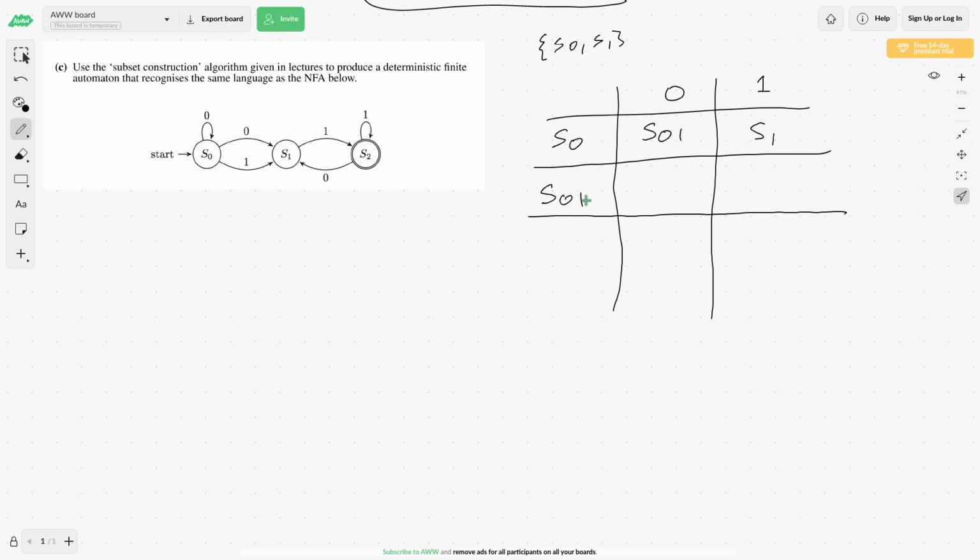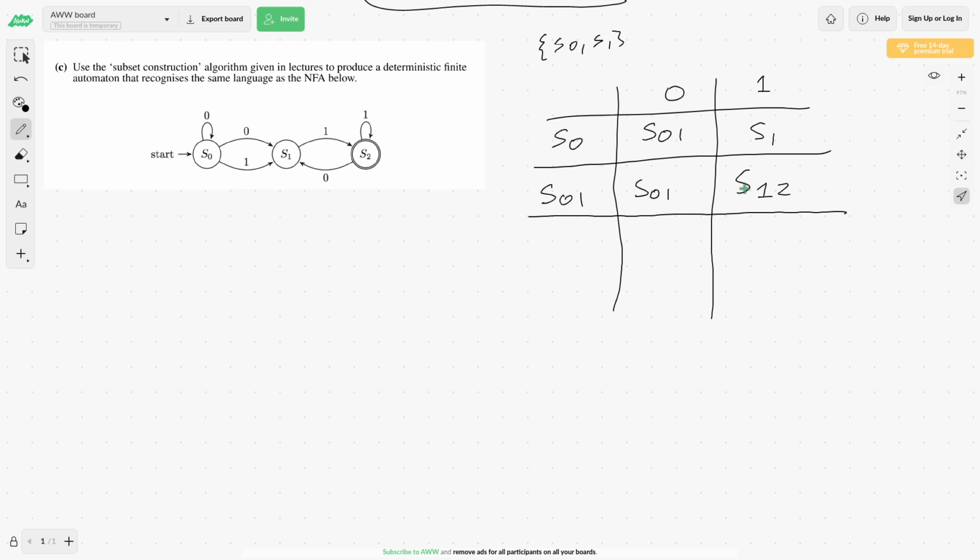So if I'm in S01, that basically means if I'm in S0 or if I'm in S1. So if I'm in S0 and I read a 0, I could go to S0 or S1. So it's at least that. And if I'm in S1 and I read a 0, I can't go nowhere. So it's just S01. Okay, let's look at the next one. If I'm in S0 and I read a 1, I go to S1. And if I'm in S1 and I read a 1, I go to S2. So I can go to S1 or S2, which I'm going to write as S12.